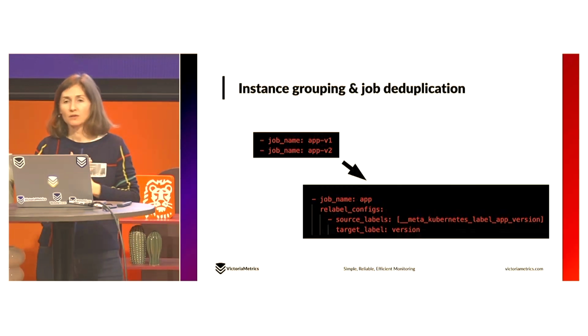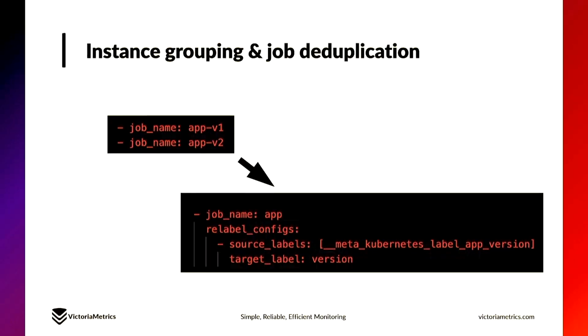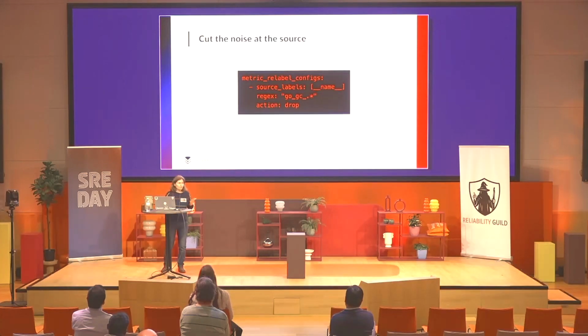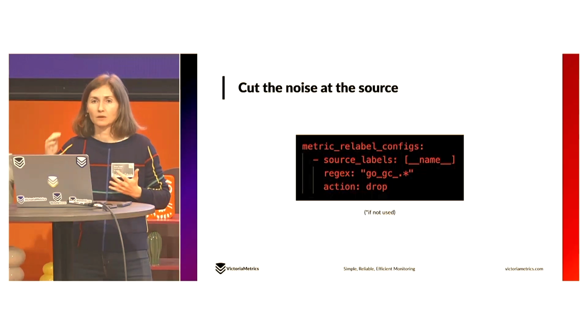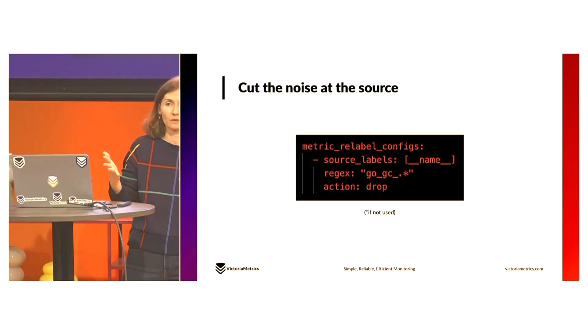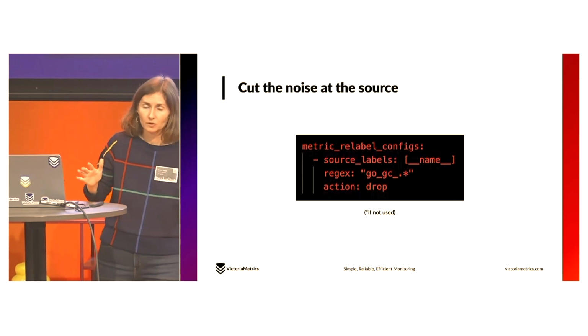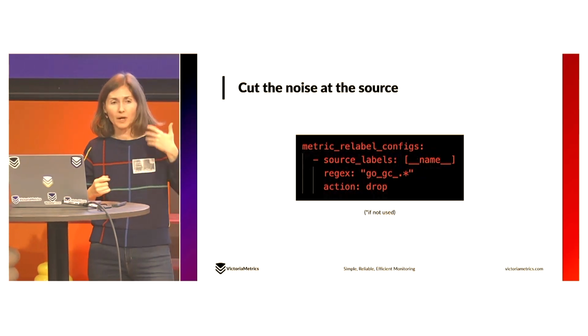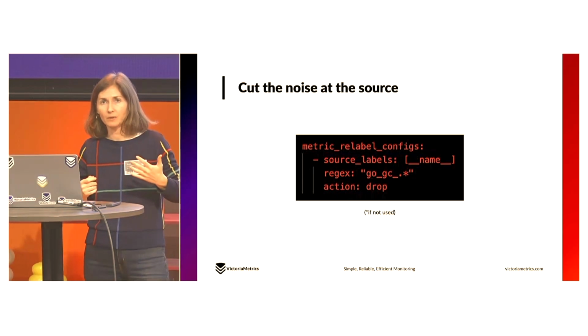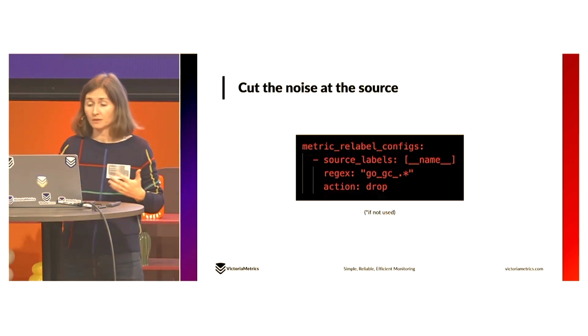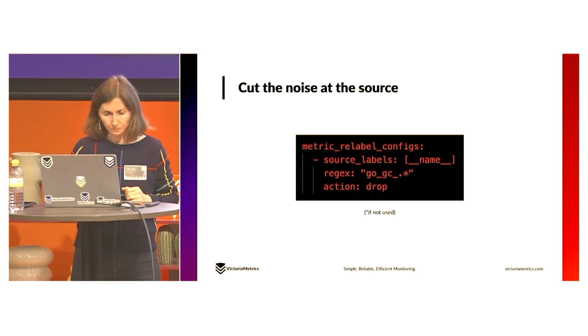You can also use instance grouping. So instead of having job names and different unique instance IDs, you can just group them and also have job deduplication. But it works better to cut the noise at the source. Like I said, 50% of the metrics that we are implementing will never be used. So it's a good idea to go over and analyze the metrics a bit and get rid of the stuff that is not necessary.